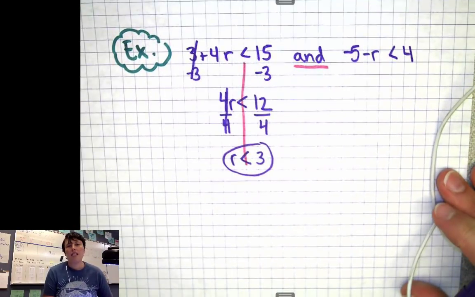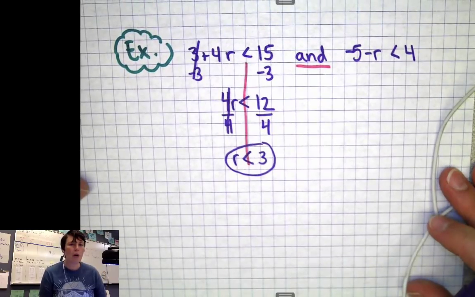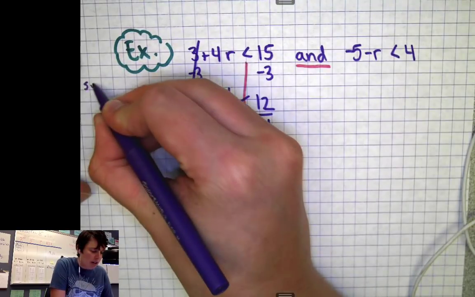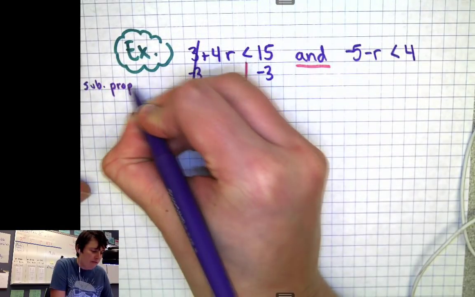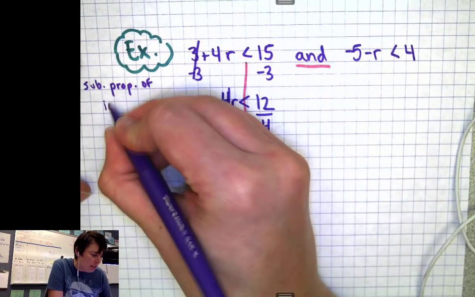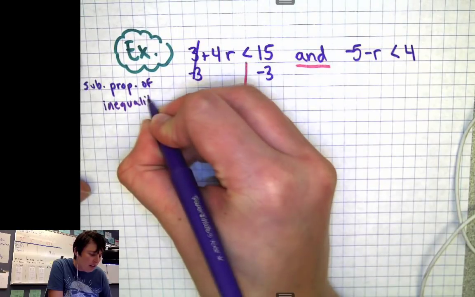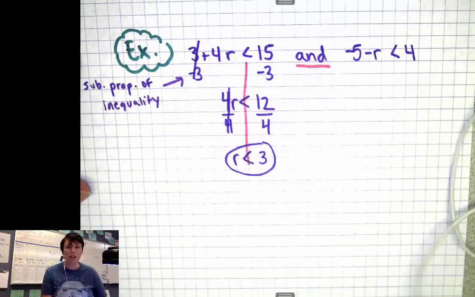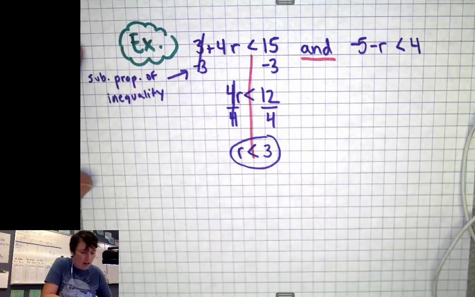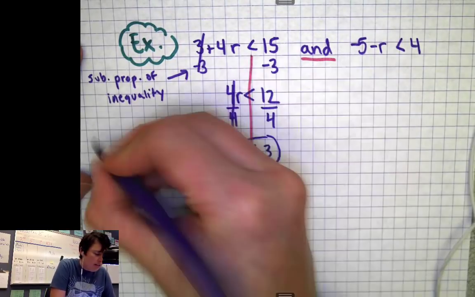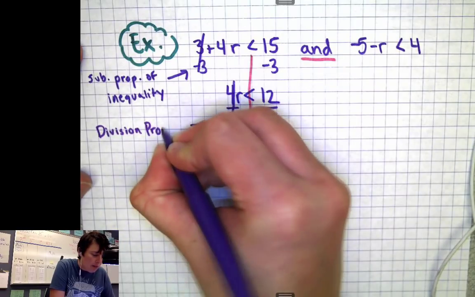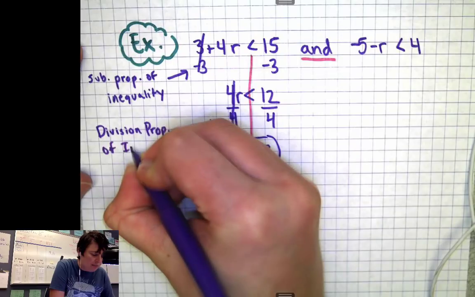Now if I really wanted to get technical here and go for that level 4, I could be naming my steps as I go. Like when we subtracted the 3, we call that the subtraction property of inequality. That's this step right here. So if I had extra time or I'm on a test, I might go through and do all that. This step right here where we took the 4 and we divided it, that's the division property of inequality. So I'm going to write that down, division property of inequality.